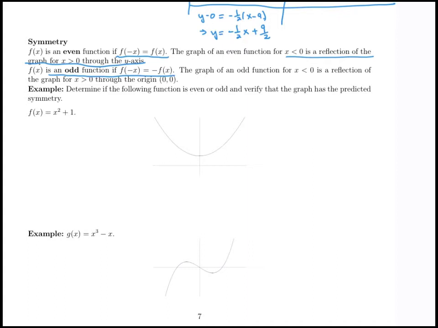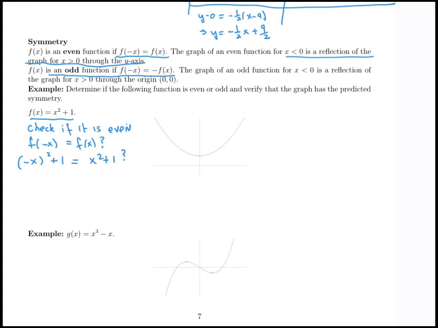Let's have a look at two functions. f of x equals x squared plus 1. I'd like to check if it's an even function. So I'm asking if f of minus x equals f of x. Well, the way to check is to plug minus x in the formula and see if it gives you what you get when you plug x into the formula.